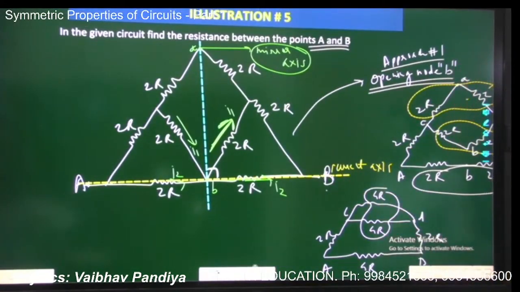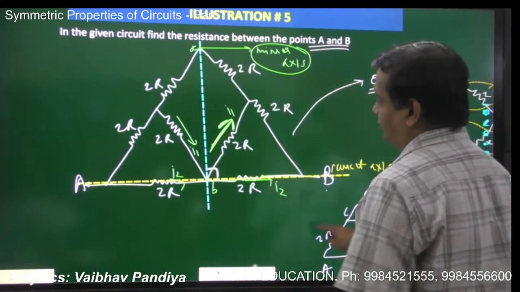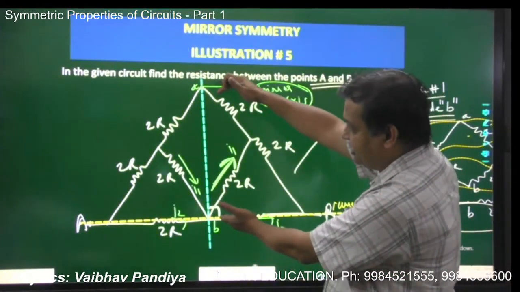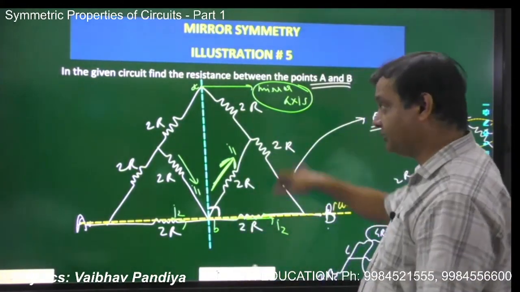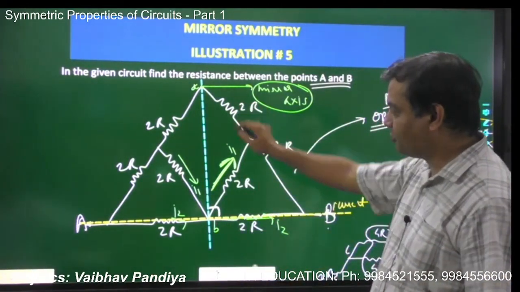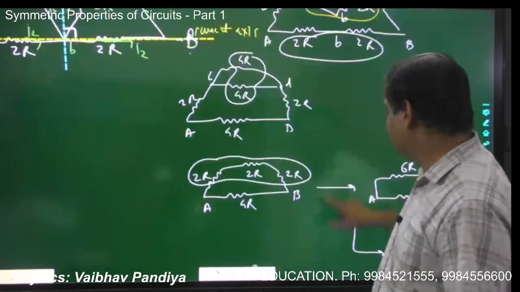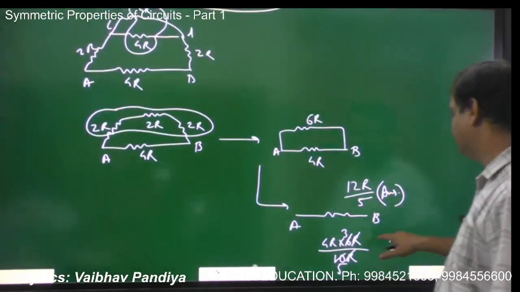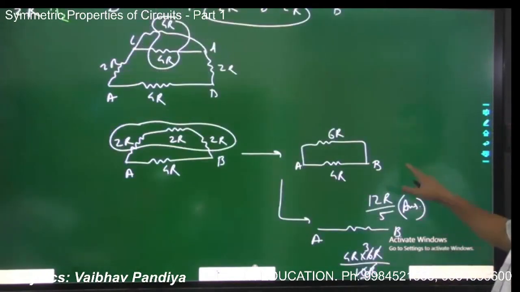Okay, can you do it by another approach too? Can we short circuit A and B? Yes, of course you can short circuit A and B. You can treat them as a single point. So I advise you to also work out this problem by approach 2, short circuiting the points A and B, and then find the equivalent resistance and check it out. You must be getting the same answer, 12R by 5. Got it?